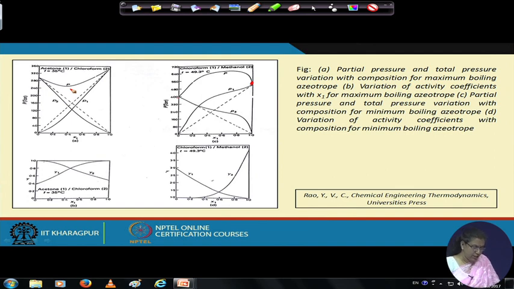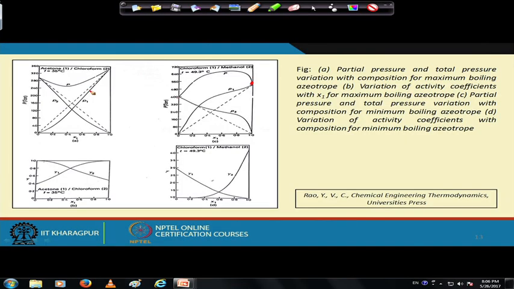Under this condition, what happens? When there is such a significant deviation from Raoult's law, there is either a maximum or a minimum, and if we plot the corresponding temperature curves, we find in those Tx plots also that the boiling point of the mixture will be either much greater than the boiling point of the individual components, or less than the boiling point of the individual components.